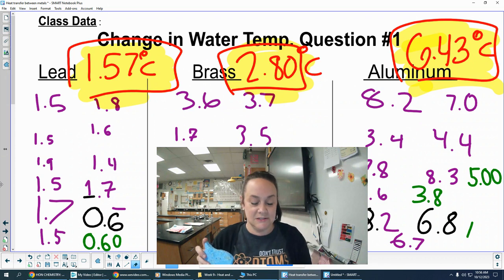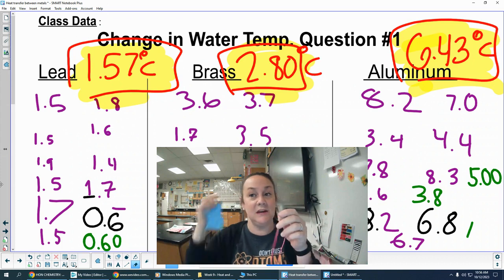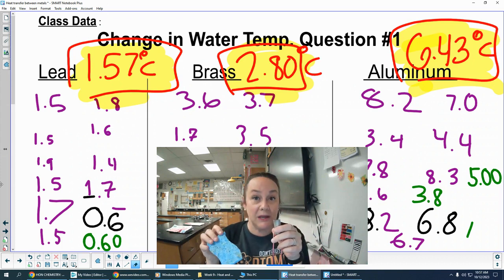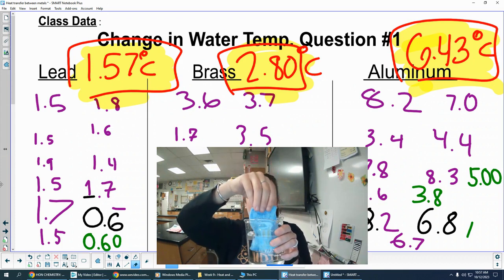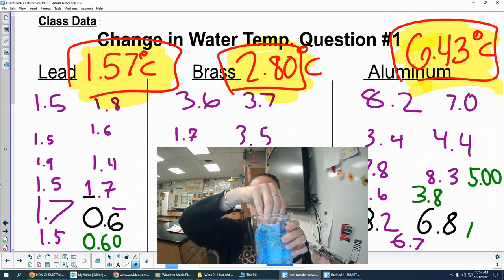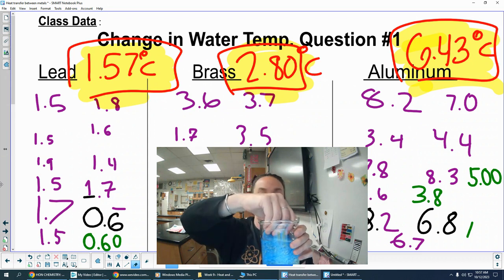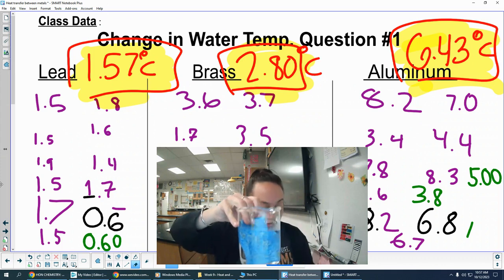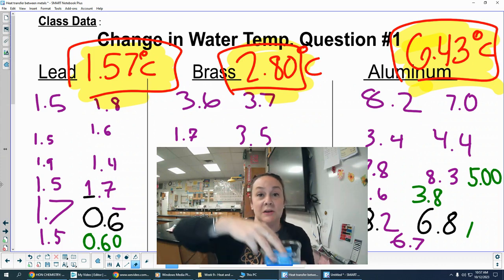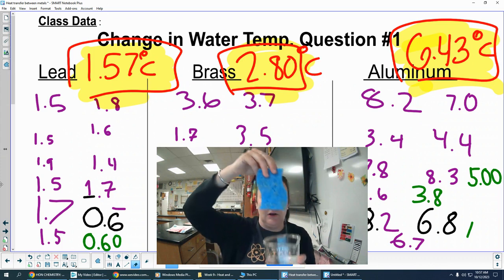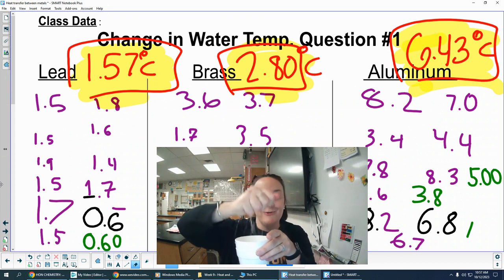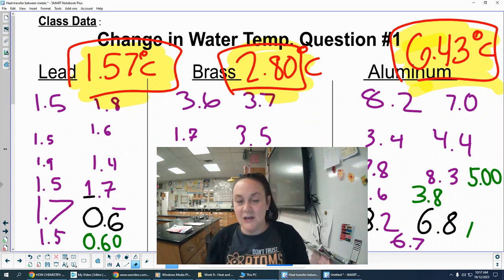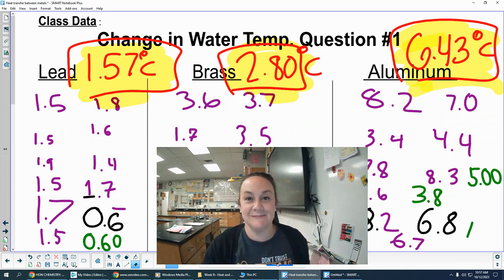And then last but not least, we had the aluminum, which is going to have a very high specific heat capacity. It was a 6.43 degrees Celsius change. So that means it went in to get to 100 degrees, and it took a lot of energy to even get that aluminum up to 100 degrees. And so because it took a lot of energy to get the aluminum up to 100 degrees, it also has more energy to transfer. Perfect. So that is what specific heat capacity is.